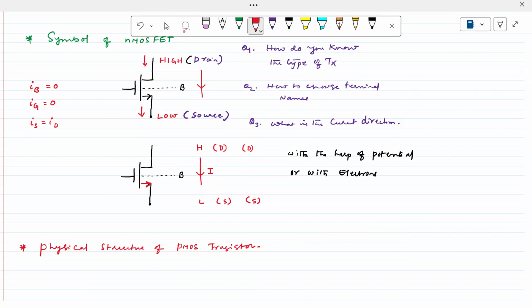If this point is clear, from drain to source the current is the same. Or I can also say that IDS, source to drain, may or may not be zero, depending upon the potential. I don't want to conclude at this point of time, let's keep it like that. Whatever the source current is, the drain current is the same.